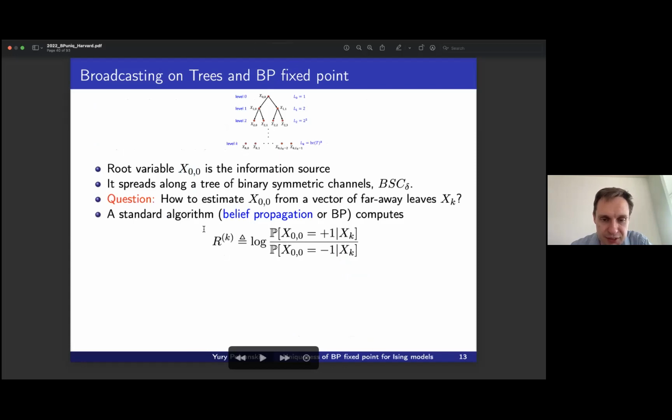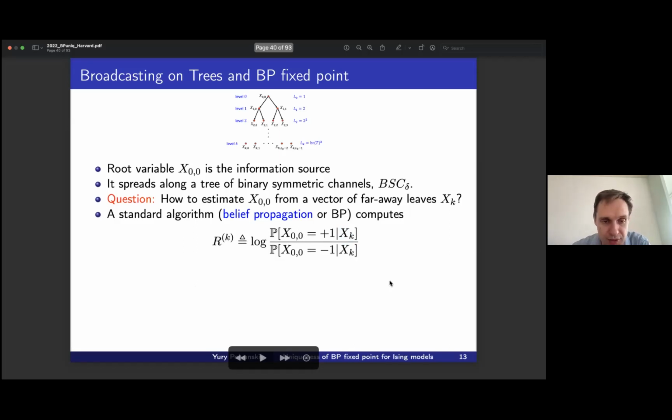The standard belief propagation algorithm does the optimum inference. Here, the optimum procedure is to just compute the log likelihood ratio: the logarithm of the ratio of posterior probabilities of x00 equal to +1. Let's denote this log likelihood ratio by the random variable r of k. It's random because the layer distribution is random here.